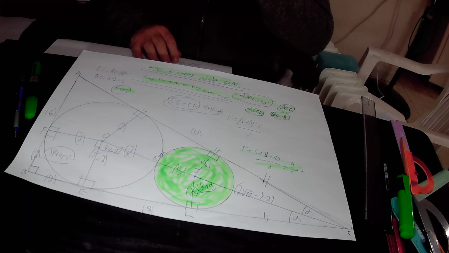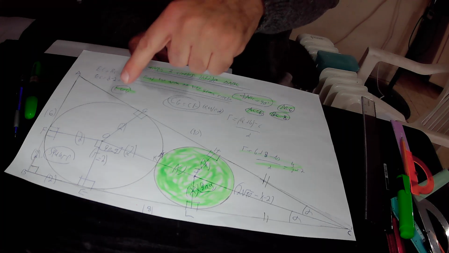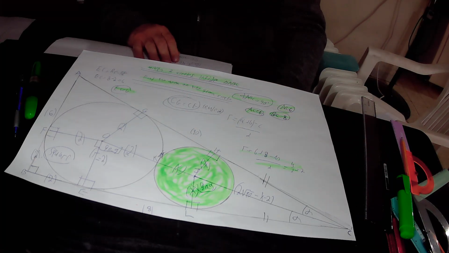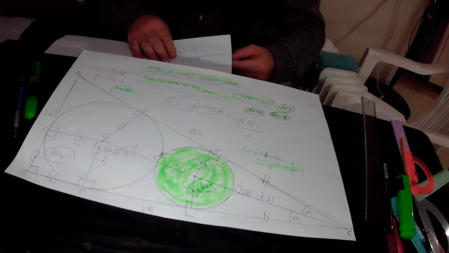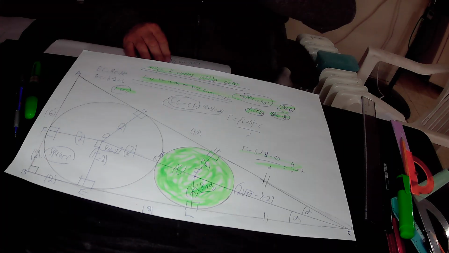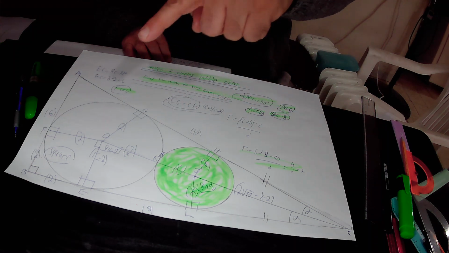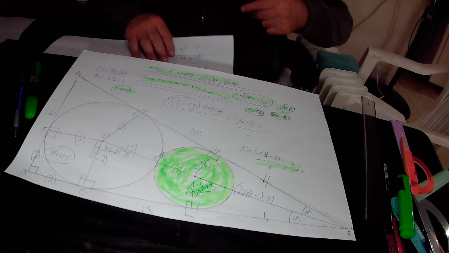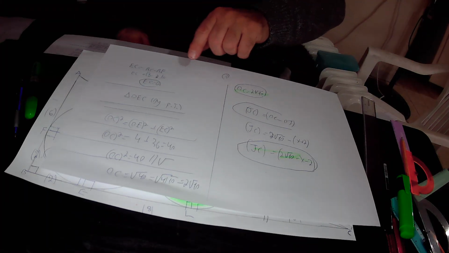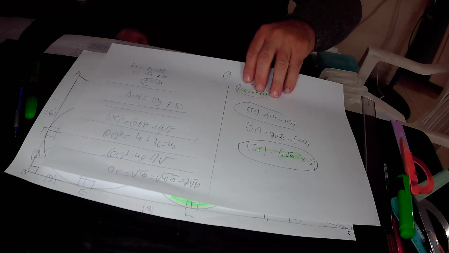In the next step, we implement the Pythagoras theorem on this right triangle OEC. According to the Pythagoras theorem, in any right triangle, the square of the hypotenuse equals the sum of the squares of the other two sides. So in the right triangle OEC, OC squared, that is the square of the hypotenuse, equals OE squared plus EC squared.